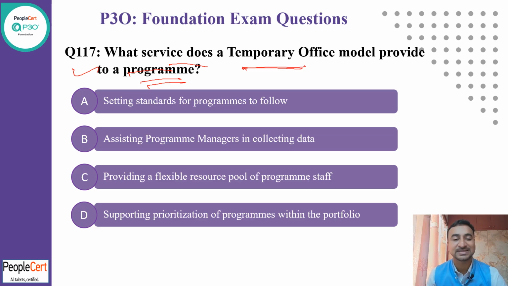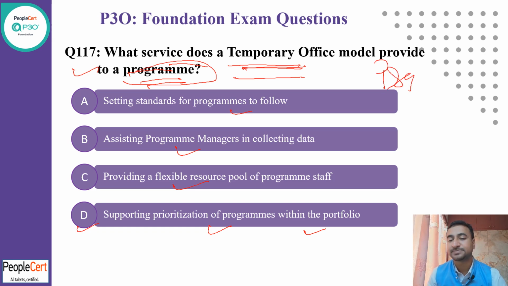Option A says setting the standards for programs to follow. Option B, assisting program managers in collecting data. Option C, providing a flexible resource pool of program staff. And option D, supporting prioritizing programs within the portfolio. What service does the temporary office model provide to a program? The temporary office model for a program is a program office.